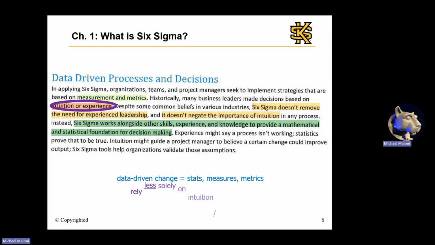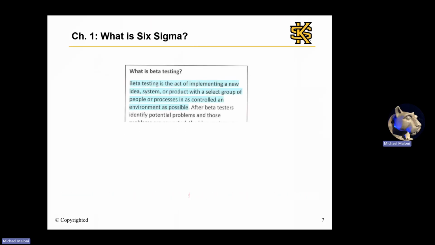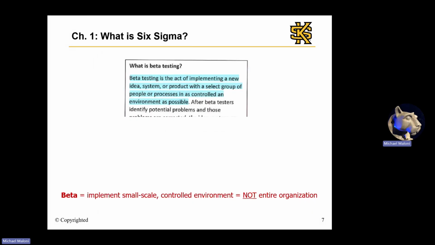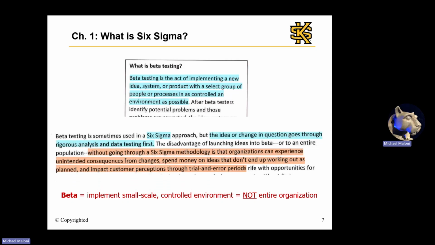In other words, Six Sigma urges organizations and employees not to rely solely on intuition and experience. With Six Sigma, changes are based on rigorous analysis and testing before implementation. The text highlights how Six Sigma sometimes applies beta testing, which means implementing changes with a select group of customers, products, and/or services. That is, test the proposed changes in a small-scale controlled environment rather than roll them out to the entire organization and all of its customers at once.